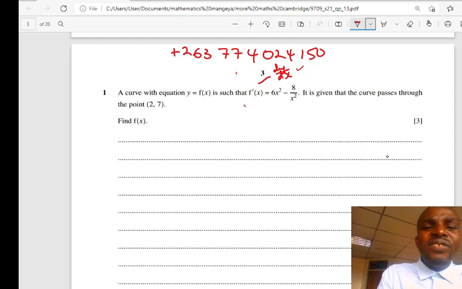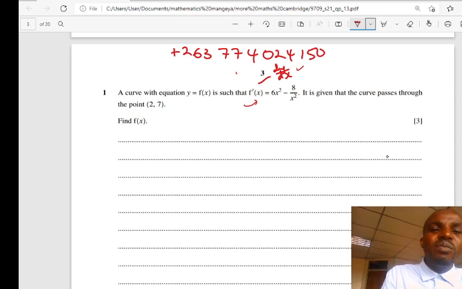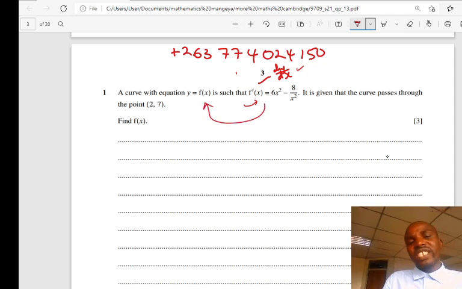So this one was differentiated for us to get the first derivative, which is f'(x). What was differentiated was the original equation of the curve, which is f of x in this case. So how can we get the original equation? Integrate, use the concept of integration. So integrate from this point to get f of x.